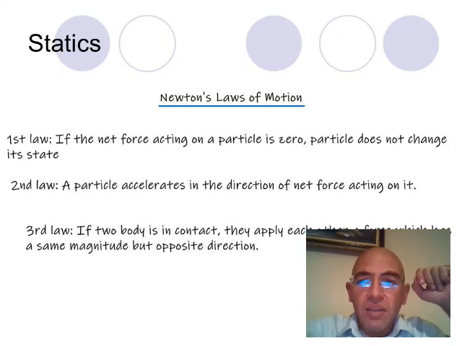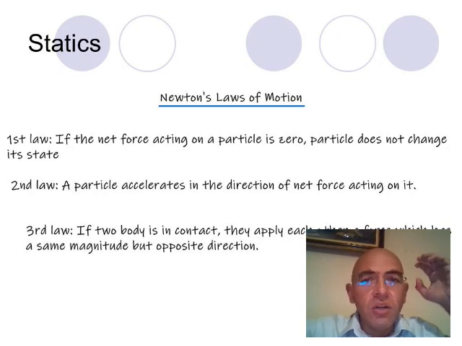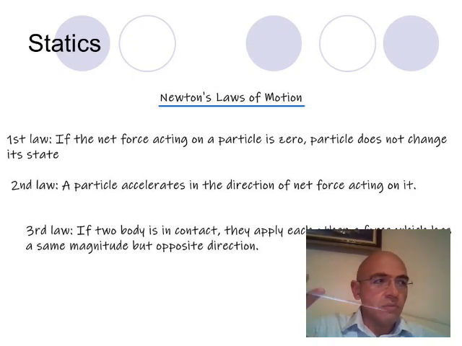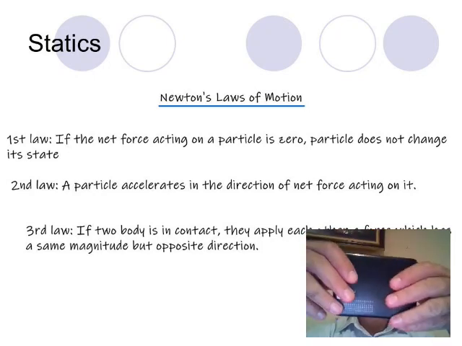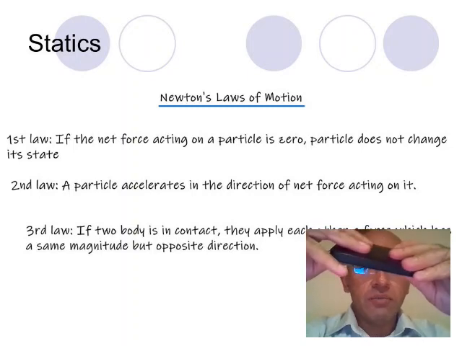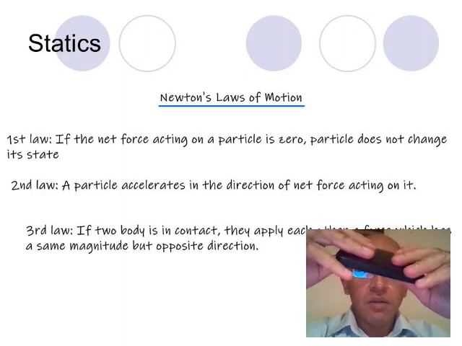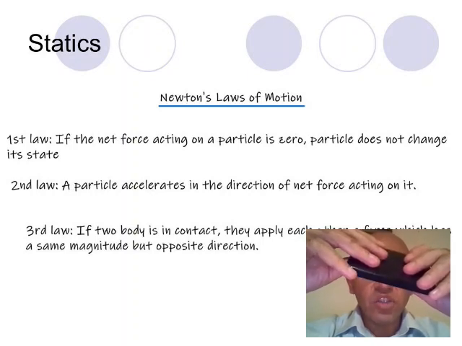Okay. So the first law of Isaac Newton tells us, first law of motion: if the net force acting on a particle is zero, so I have different forces acting on an object, for example this one, if the net force is zero, the particle or object does not change its state.